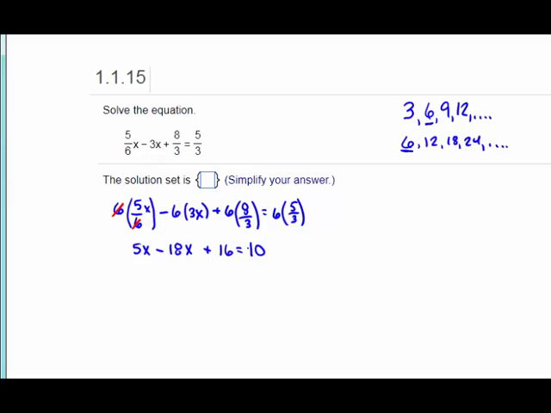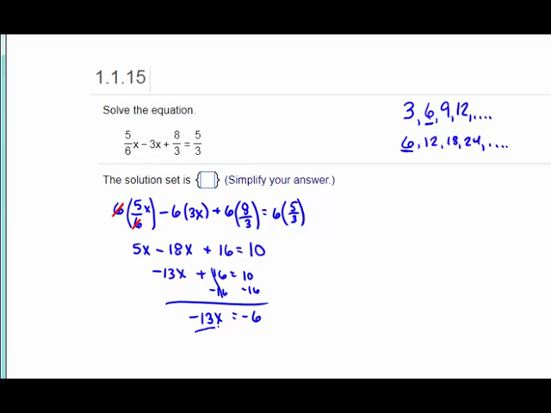Okay, now that the fractions are gone, we are just left with the linear equation that we want to solve. So we're going to combine like terms. I have a 5x and a negative 18x. So 5 minus 18 is going to give me negative 13x. And then our goal becomes to get the x's on one side of the equation and the numbers on the other. So I'm going to subtract this 16 off. It's going to give me negative 13x is equal to negative 6.